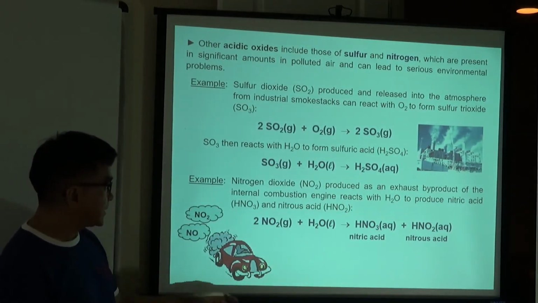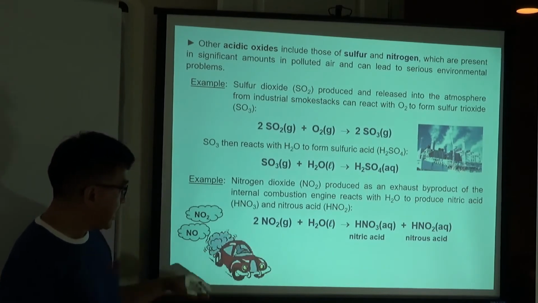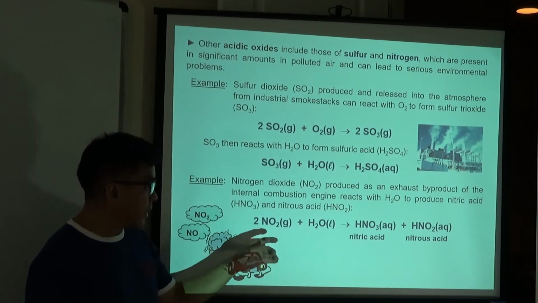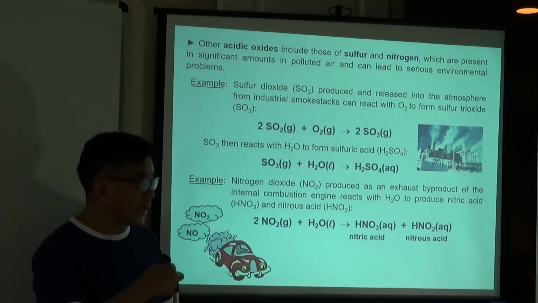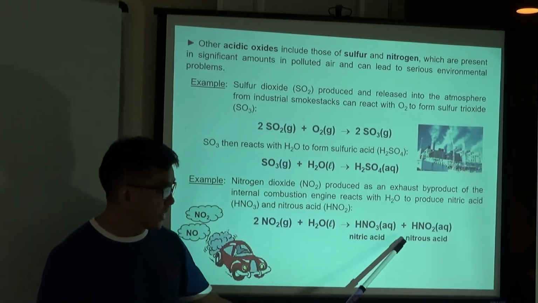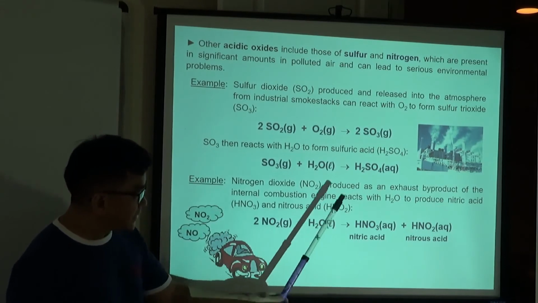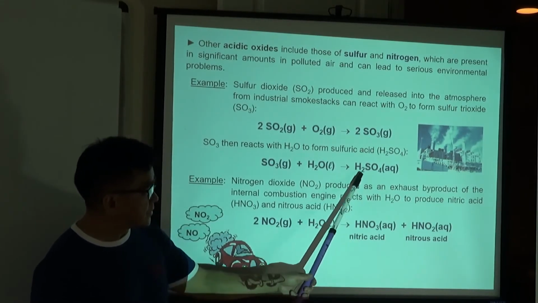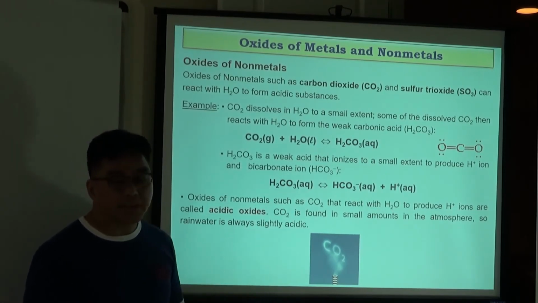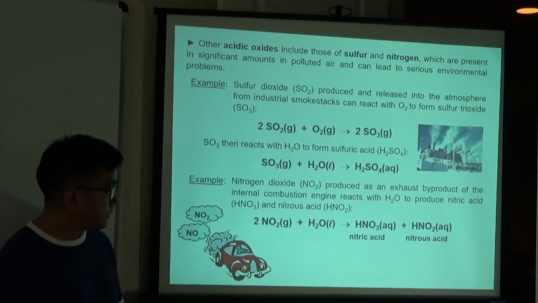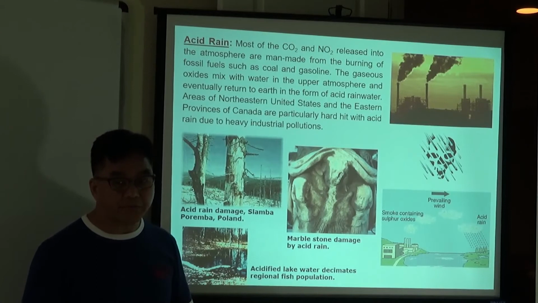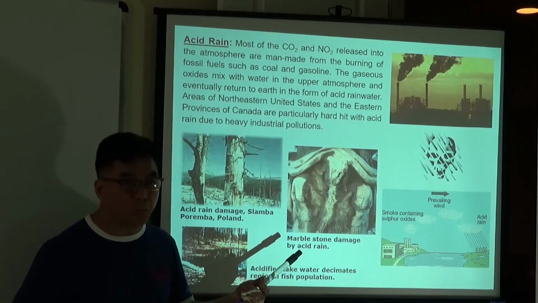Another example is nitrogen dioxide, which comes out of the exhaust of combustion engines. Again, it can rise in the air and react with the moisture in the air to form nitric acid and nitrous acid. So all of these acids, nitric, nitrous, sulfuric and carbonic acid, are due to these non-metal oxide gases being produced. Then they come down with the rainwater and acidify the rainwater. It can cause a lot of environmental problems.